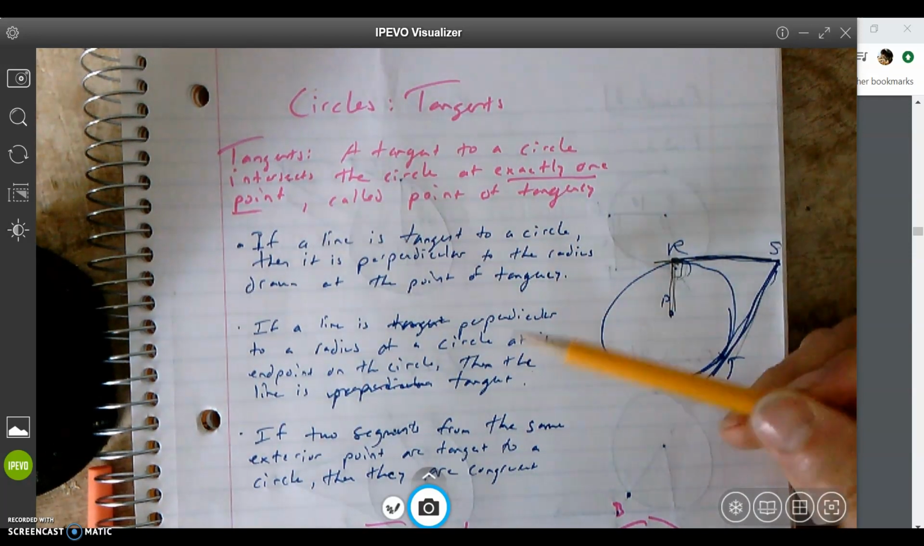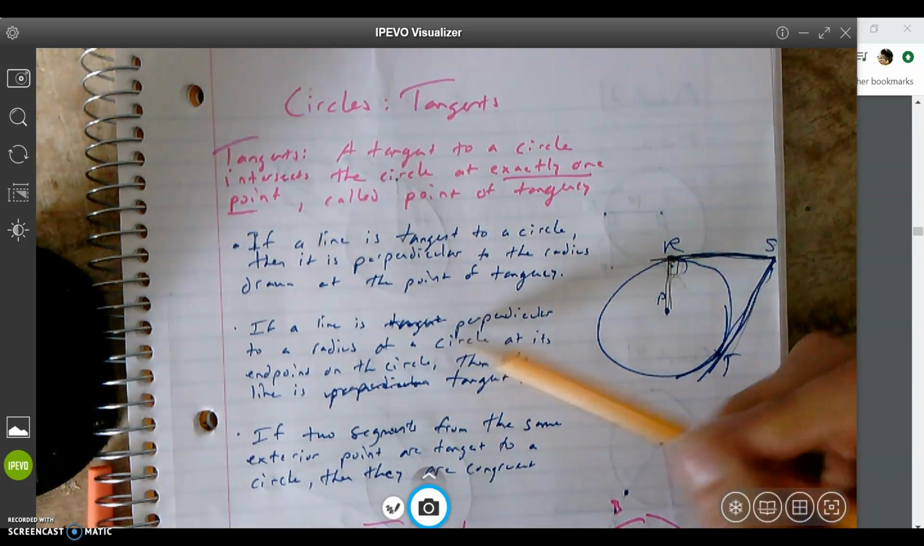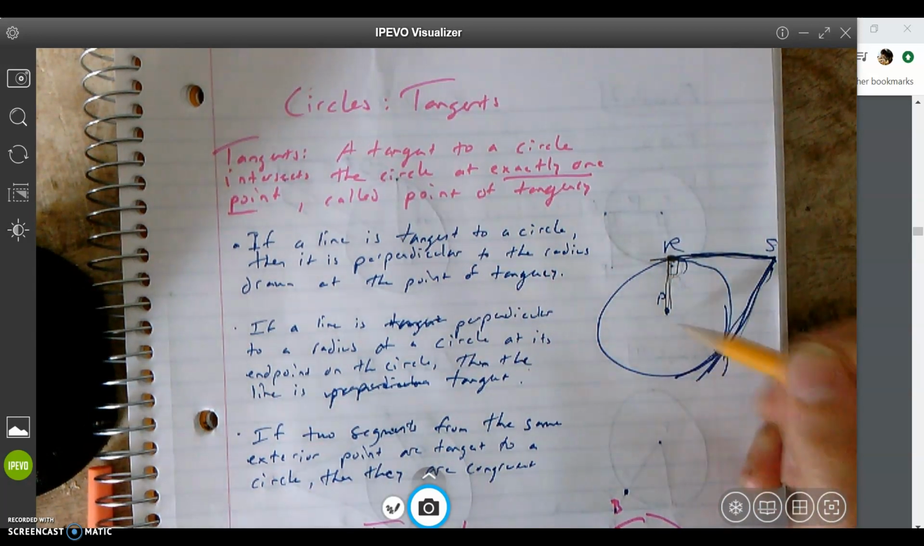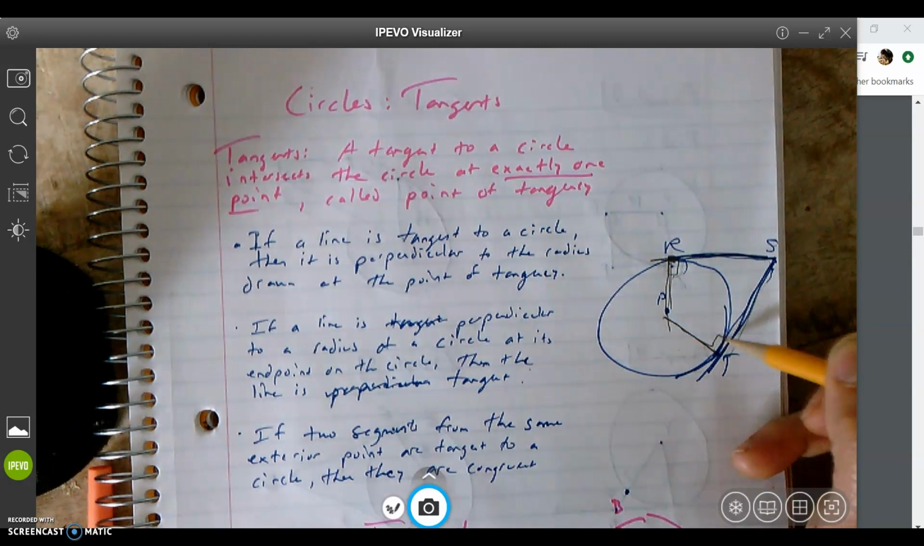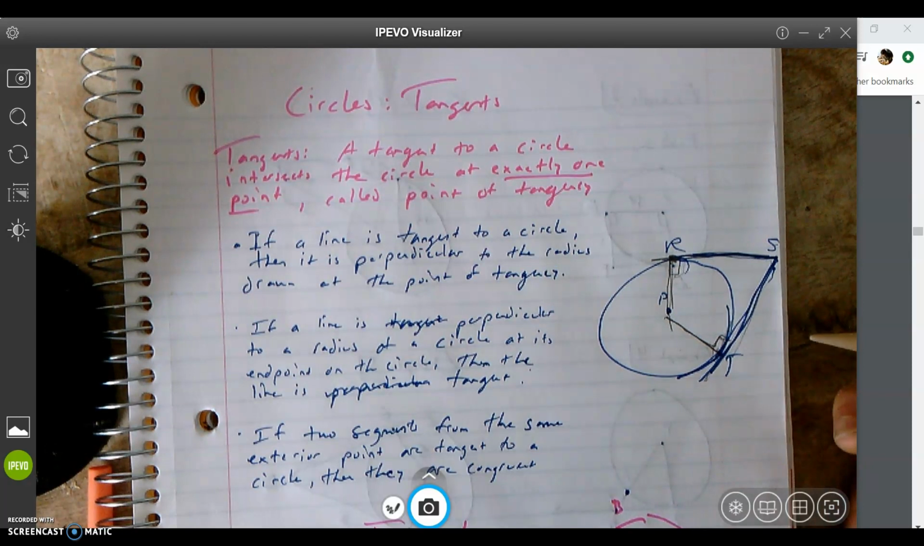Okay? Next one, if a line is perpendicular to the radius of a circle at its endpoint, then the line is tangent. So for example, if this right here were a right angle, then that would mean that this is a tangent line. So if you have the radius intersecting the line, you're like, is this tangent? I don't really know. Well, if you have a right angle, you're good.